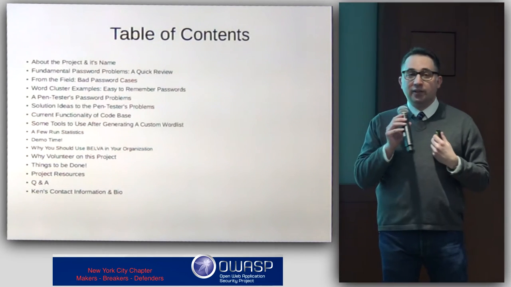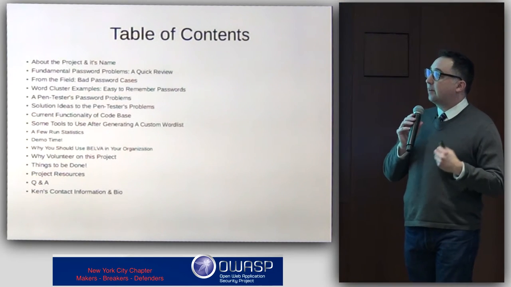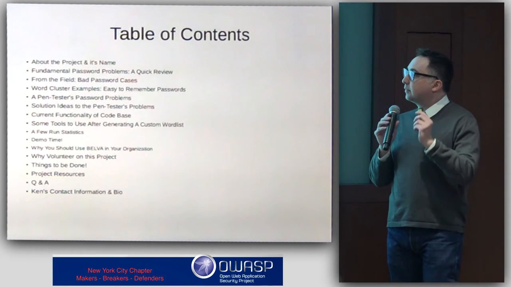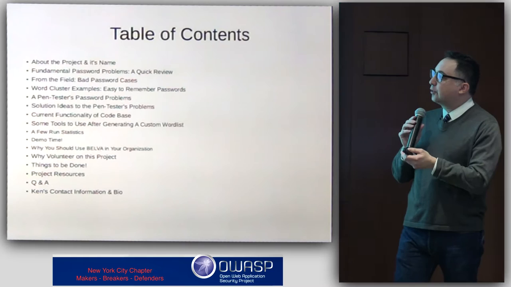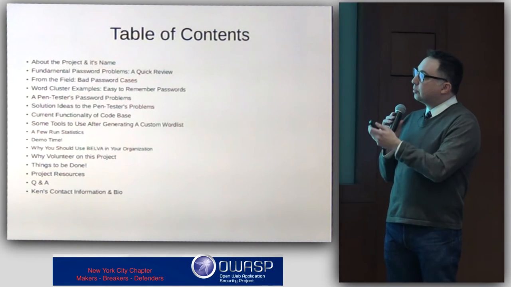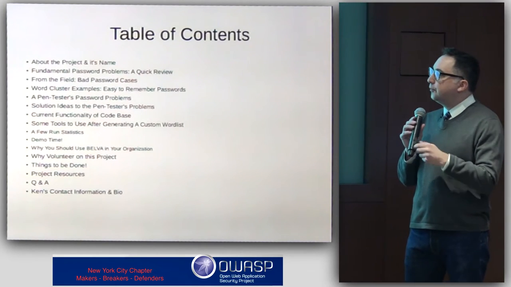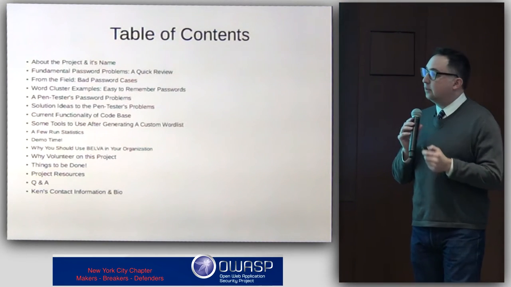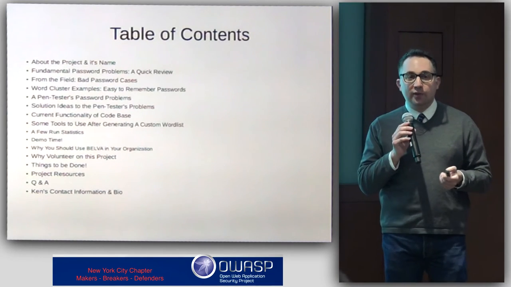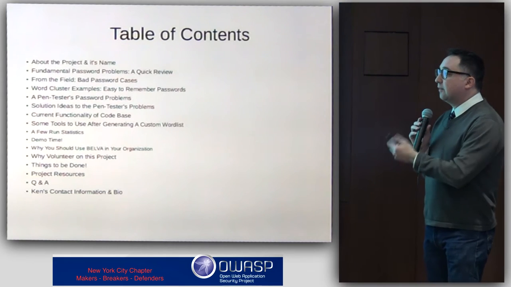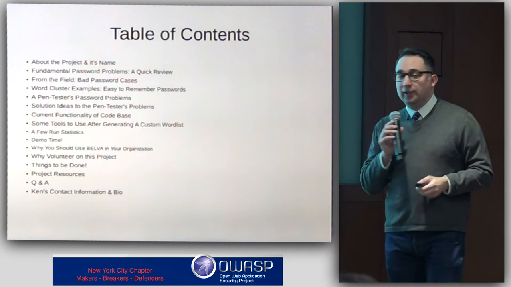When you're a pen tester dealing with passwords, there are some problems that you run into, and some ideas about how to solve them, which brings me into the application I developed and the current functionality of the code base. Then some tools to use after generating a custom word list, because that's what we're doing, a few run statistics, and a quick demo. Why you should use this in your organization, even if you're not doing pen testing. To volunteer on the project, things that need to be done, some resources, Q&A, and my info.